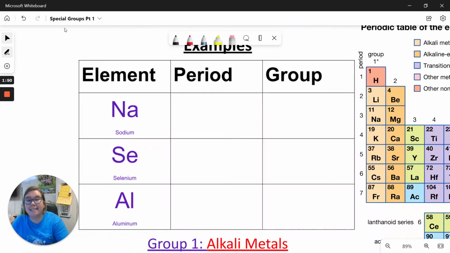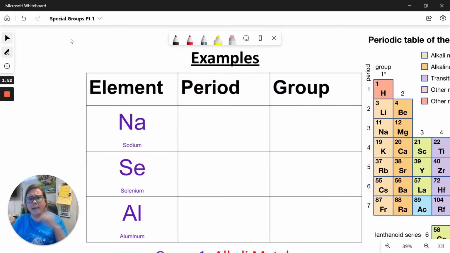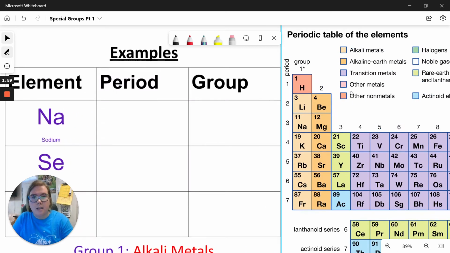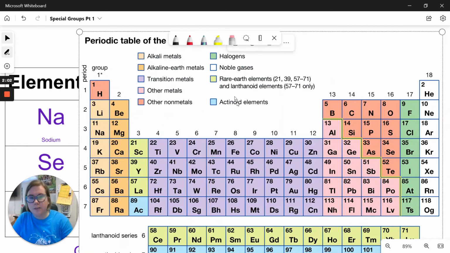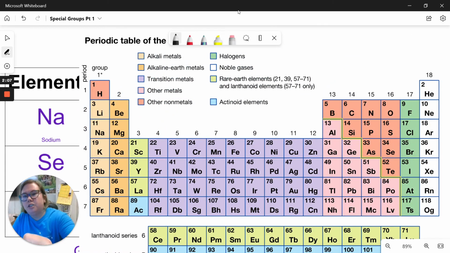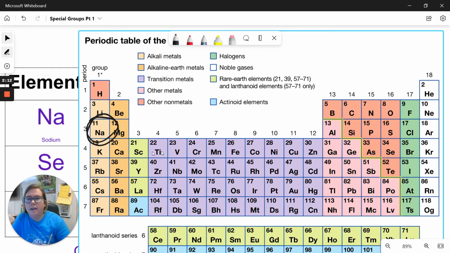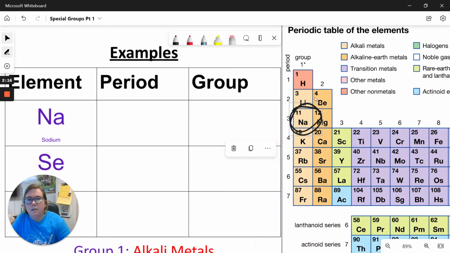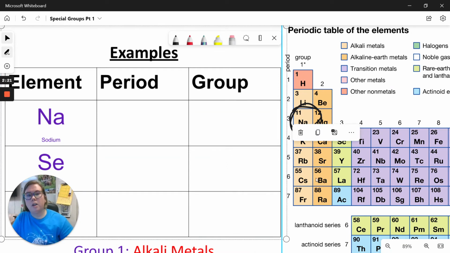All right, let's look at some examples of identifying period and group for these different elements, because I want us to make sure that we understand what's going on. We're going to look for sodium, element Na. If we're looking for sodium, Na, it is right here. I've circled it. Now we see where it is on our periodic table. Looking at this, it is in the first column on the left, which is our group. So we know it is going to be in group 1.